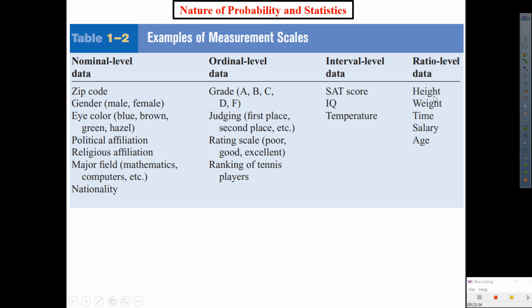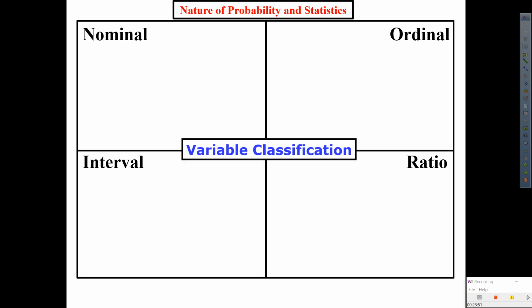And ratio. Notice height, weight, time, salary, age. What can we represent with those? Using what? Numbers. And can we do fractions and decimals? Yes.